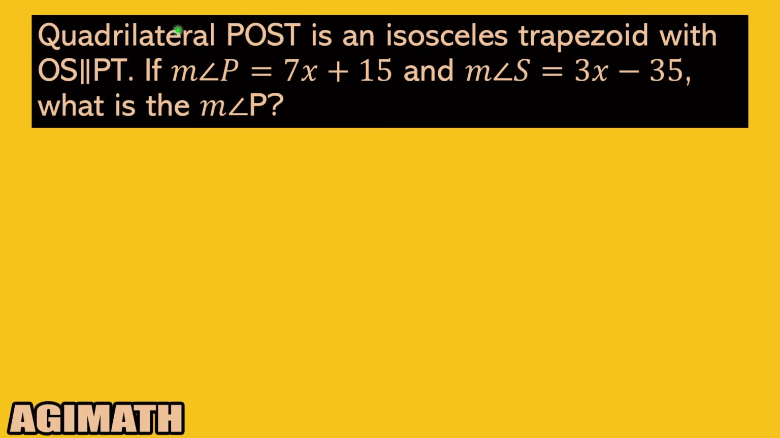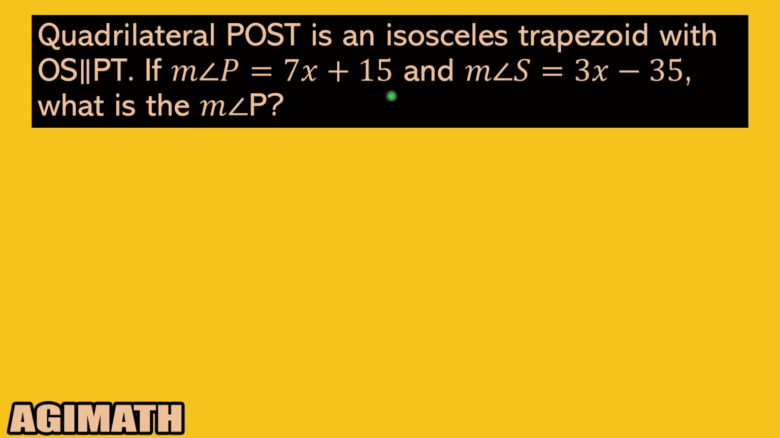Next, quadrilateral POST is an isosceles trapezoid with OS parallel to PT. This is the symbol for parallelism, and it's very important to know what sides are parallel when we draw the isosceles trapezoid, because we only have one pair of parallel sides. If we do it wrongly, then we cannot have the correct answer.